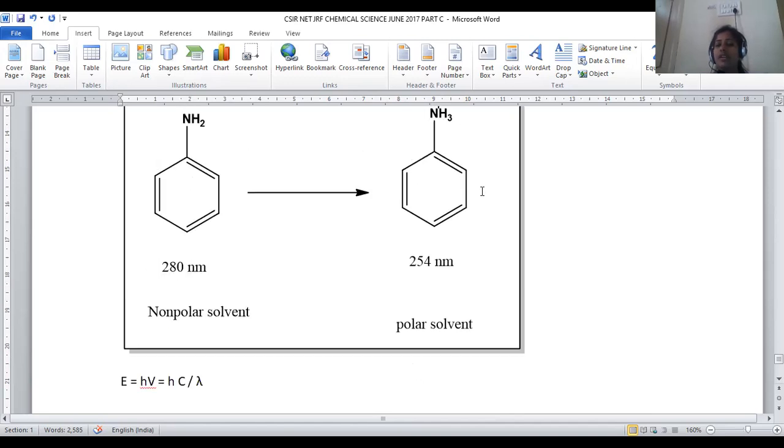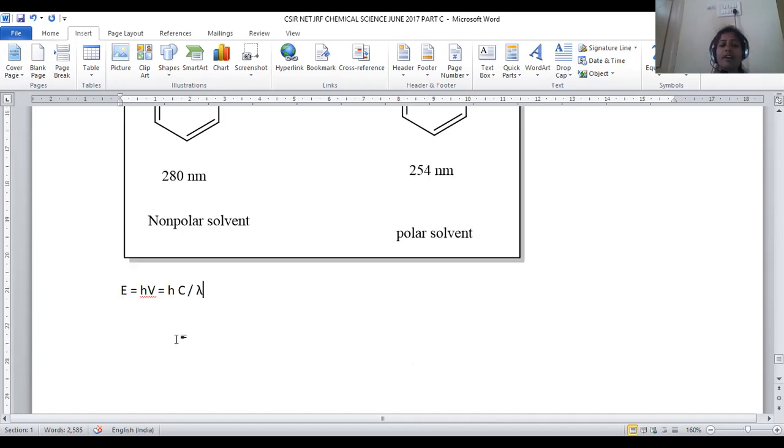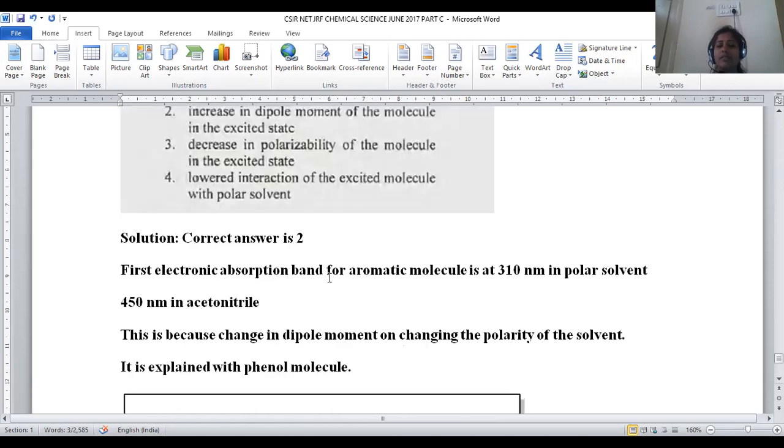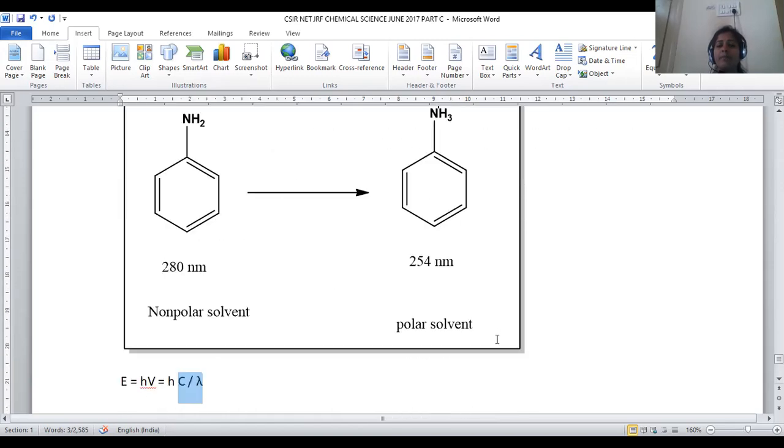So if non-bonding electrons are not there, that excitation is not there, so the energy requirement is more. Pi to pi star transition requires higher energy. If higher energy is there, what is the wavelength value? Obviously it will be lowered. So in polar solvent, absorption appeared at a lower wavelength value, and in non-polar solvent, it appeared at a higher wavelength value. Okay, so this is purely explained based on the polarity of the solvent.